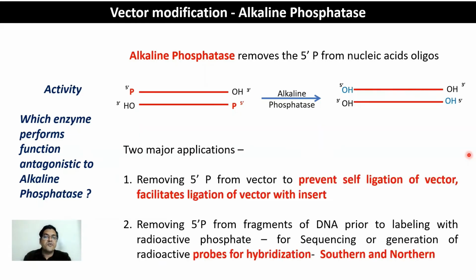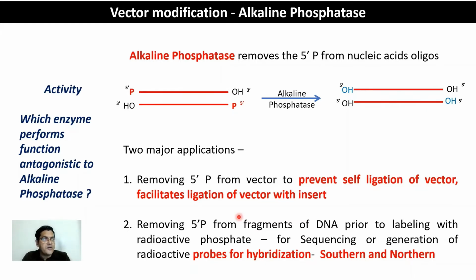First, of course, we remove the 5' phosphate from the vector to ensure that self-ligation of the vector does not occur. How this works out, we'll see in detail in the next slide. And because the self-ligation of the vector does not happen, this also facilitates the ligation of the vector with the insert.